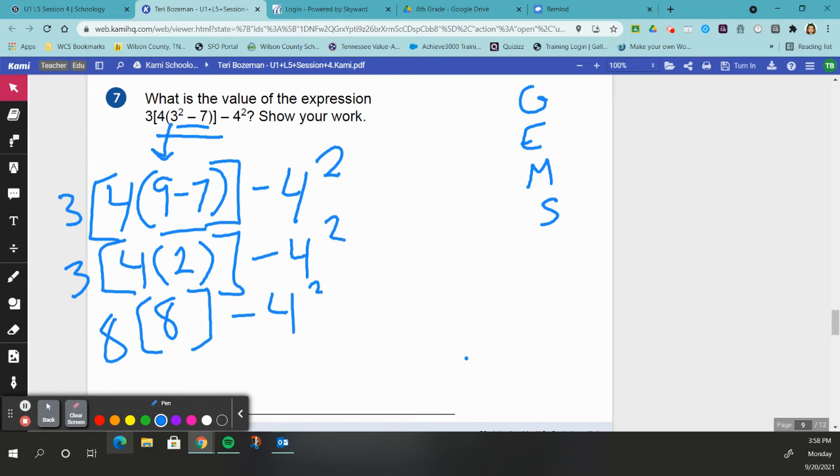All right, so I have taken care of my grouping symbols. And then I move on to exponents. So I have 4 squared, which is 4 times 4, which should be 16. And then, again, this is just like parentheses, so I am multiplying. So I want to multiply 8 times 8.